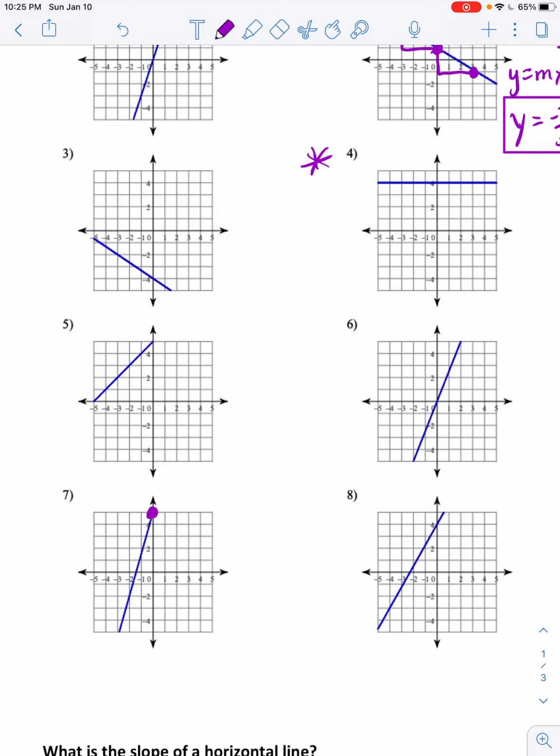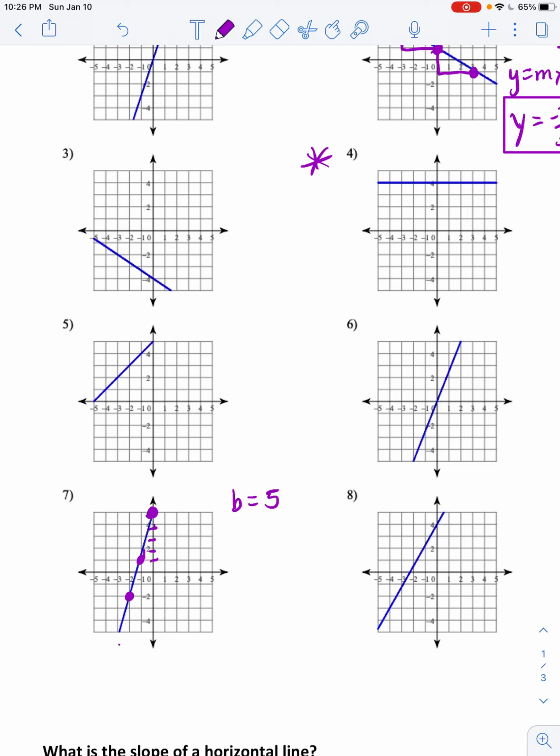And in number 7, I can see that my b value is 1, 2, 3, 4, 5. Now I'm looking for other points where it looks like it crosses nicely. Where do I feel like it crosses great? It crosses here. And then it crosses here. Those are kind of neat ones.